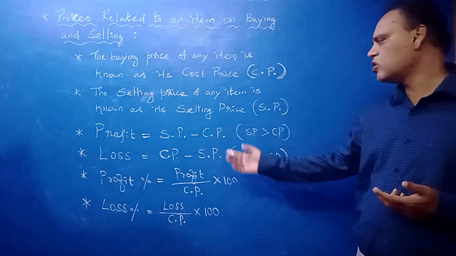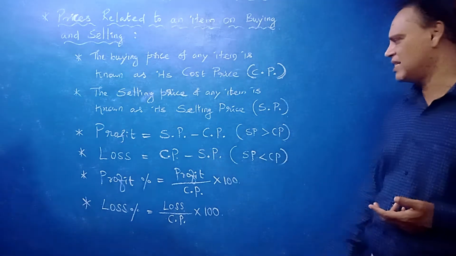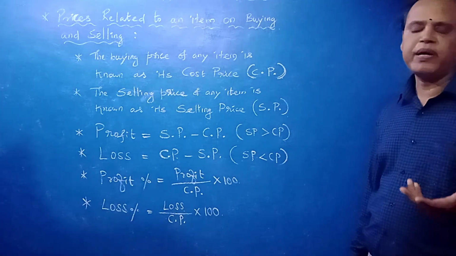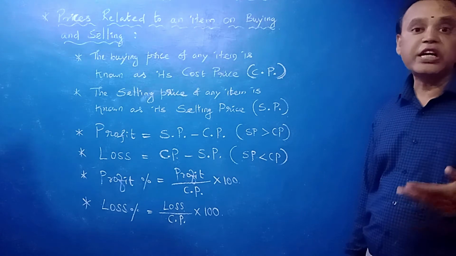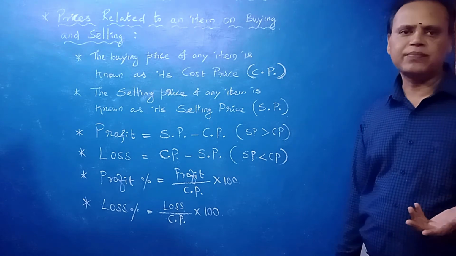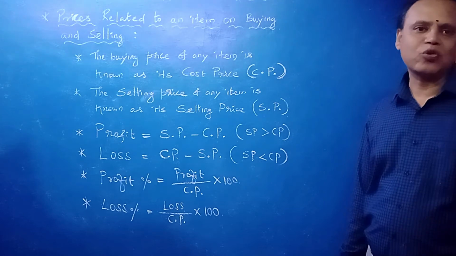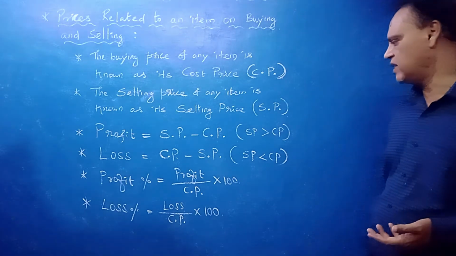Now loss equal to CP minus SP. Here CP is greater and SP is less. Okay. So here you see the example, same pen, while you are purchasing a 10 rupees pen, next day you are selling it for rupees 8. So here cost price is more, selling price less, so you will get loss. Okay, loss 2 rupees loss you will get.